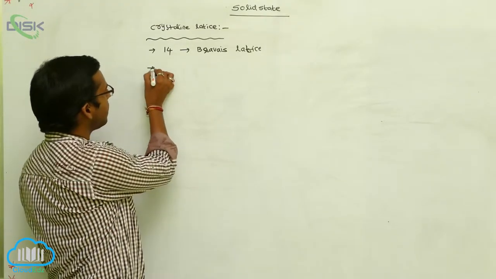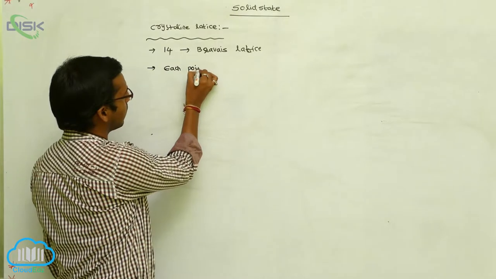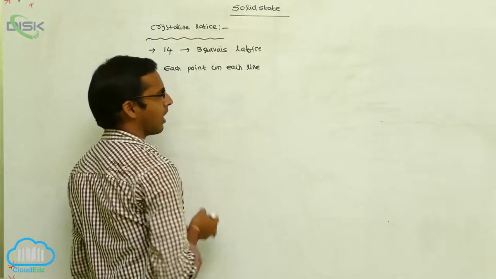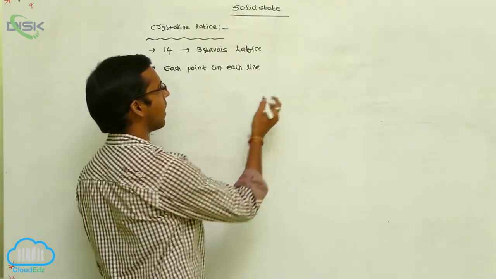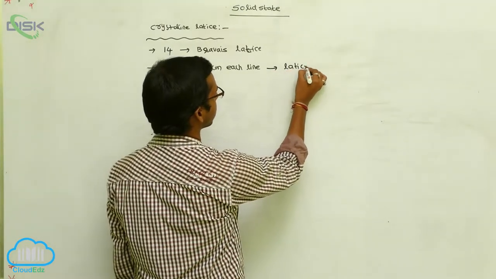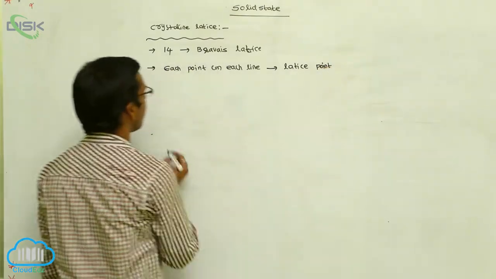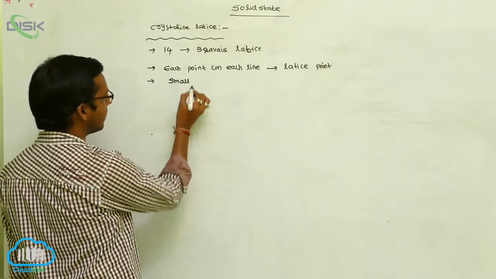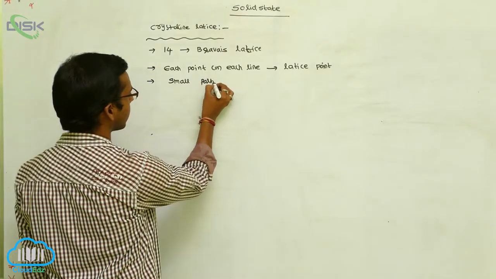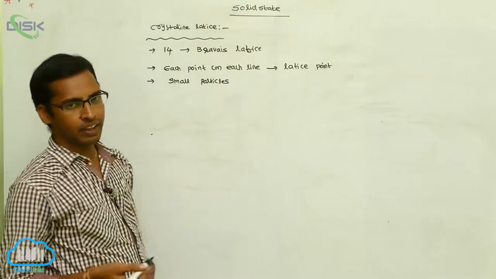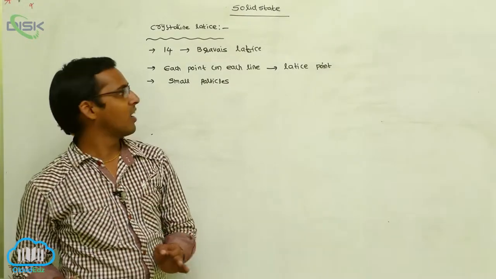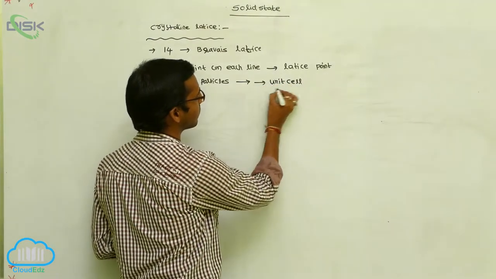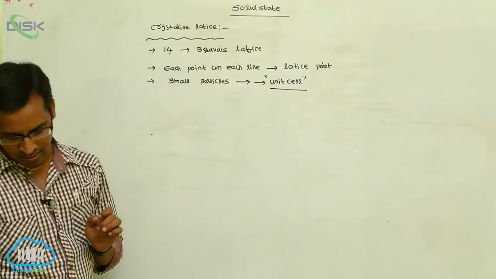In a crystalline lattice, each point or each line in a crystalline substance is called a lattice point. And next, in a crystalline lattice, the smallest particle which is repeated in a three-dimensional structure is called a unit cell.